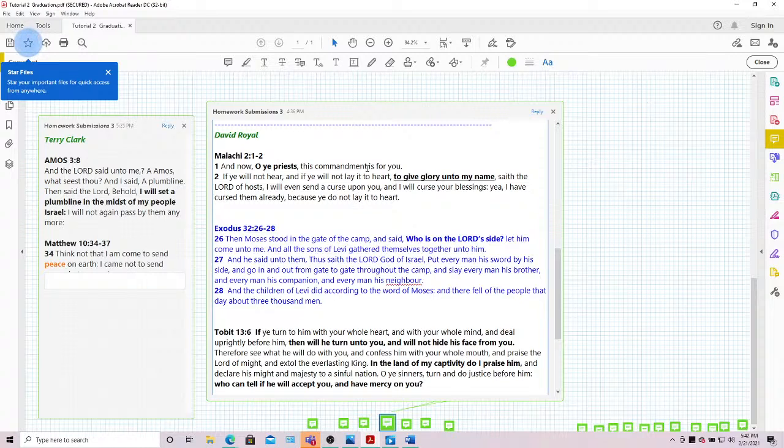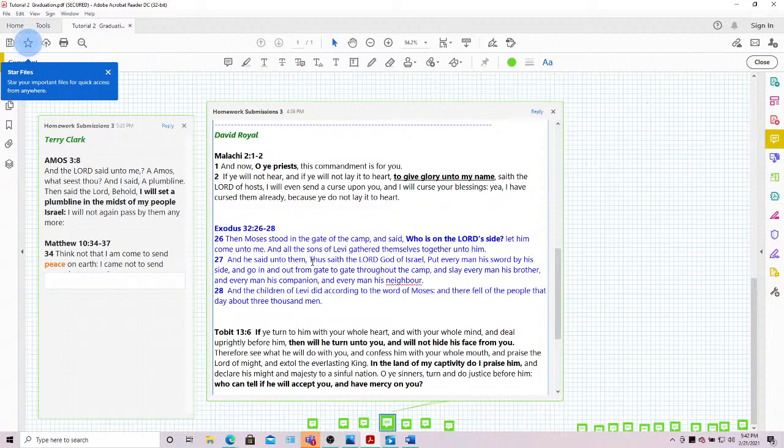So he also gave us Exodus chapter 32, verses 26 to 28, which is about who's on the Lord's side. I'm going to run this one again just to get this to stick. Then Moses stood in the gate of the camp and said, which this is the word of truth, Moses stood in the gate of the camp and said, who is on the Lord's side? Let him come unto me. And all the sons of Levi gathered themselves together unto him.